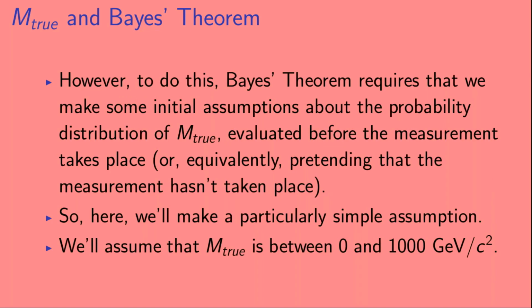However, to do this, Bayes' theorem requires that we make some initial assumptions about the probability distribution of M true evaluated before the measurement takes place, or equivalently, pretending that the measurement hasn't taken place. So here, we'll make a particularly simple assumption. We'll assume that M true is between 0 and 1000 GeV/c².